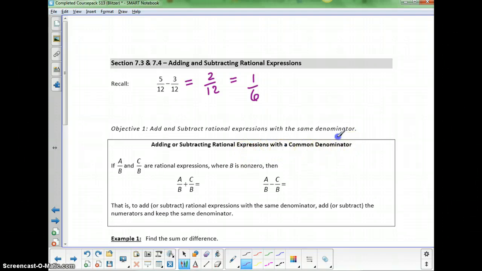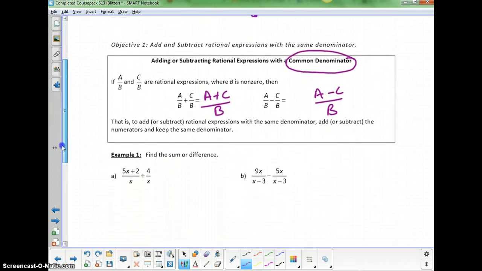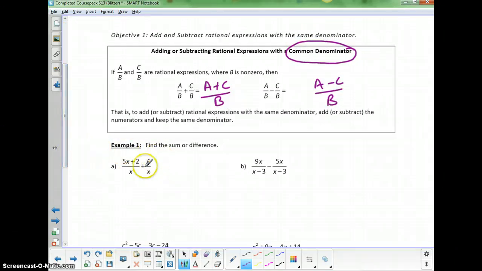Okay, so if I already have a common denominator, all I need to do is add or subtract the numerators and keep that same common denominator. So let's look at a couple of examples where that's the case. In this first one, I already have a common denominator.